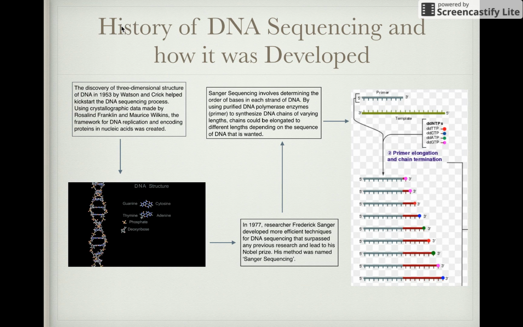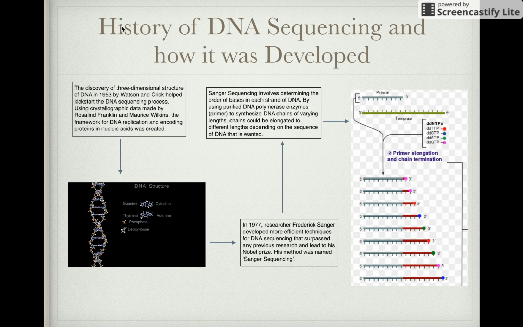of DNA. And this discovery later in 1977 led to researcher Frederick Sanger to develop a more efficient technique for DNA sequencing, which surpassed any previous research and actually led him to get a Nobel Prize.